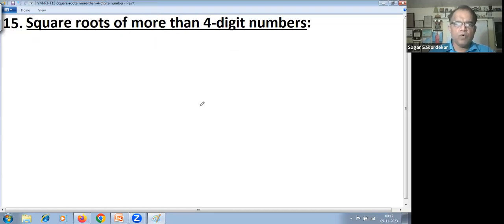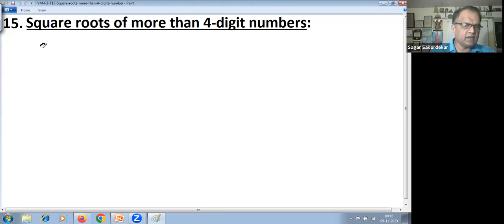Square roots of numbers with more than 4 digits. Basically, we are trying to find the square root of a number whose answer will be 3 digits. The number will be either 5 digit or 6 digit. If you consider the square of any 3-digit number, the answer will be either 5 digit or 6 digit. So the numbers we'll be taking will be either 5 digit or 6 digit.